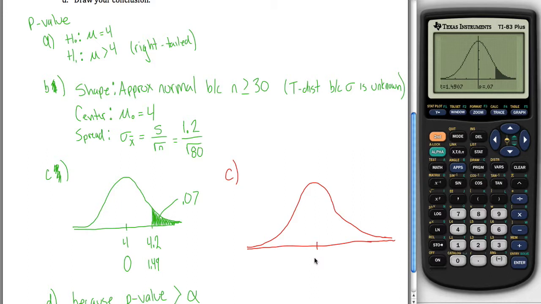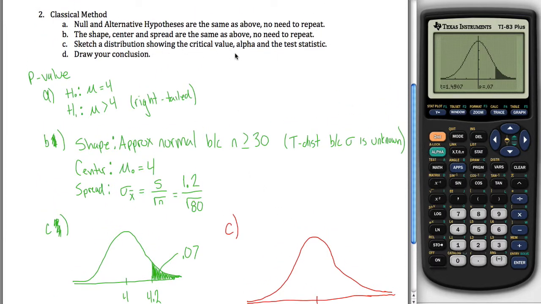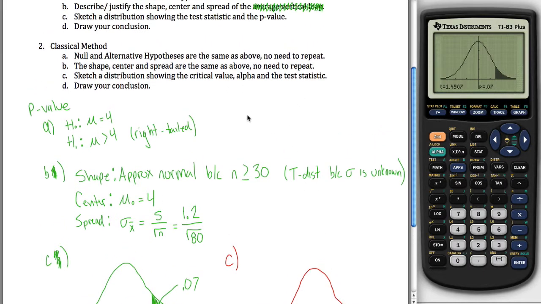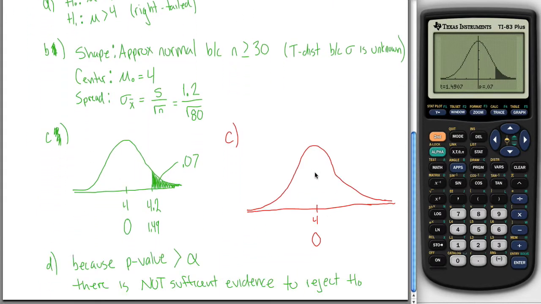Center is still going to be 4, which still has a z-score or a t-score of 0. Except now, what it wants me to do is show my critical values, or value. I guess it's just value in this case, alpha and the test statistic. Okay, so the way you figure out the critical value is you set up what's called a rejection region. You say, okay, there's some area out here. The total area of this rejection region is always equal to alpha, so it's 0.05. So this is my rejection region.